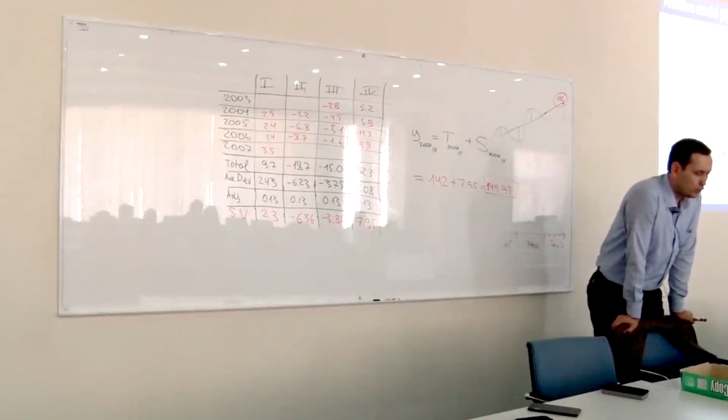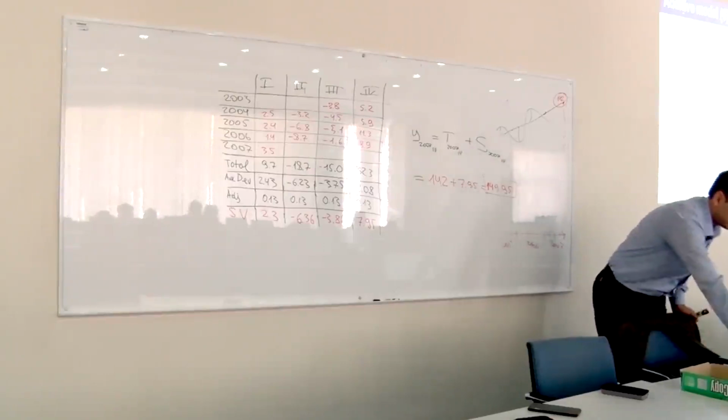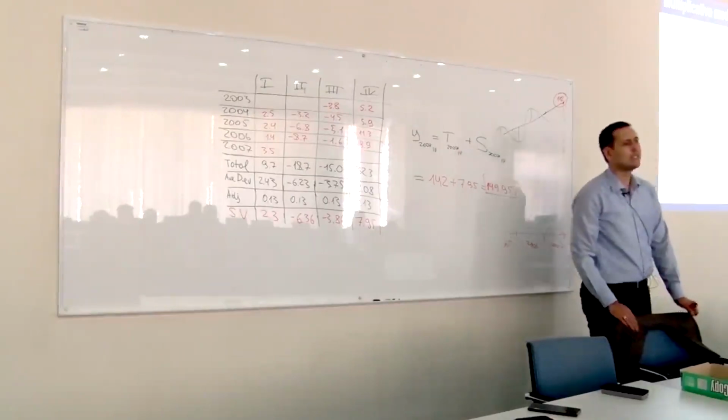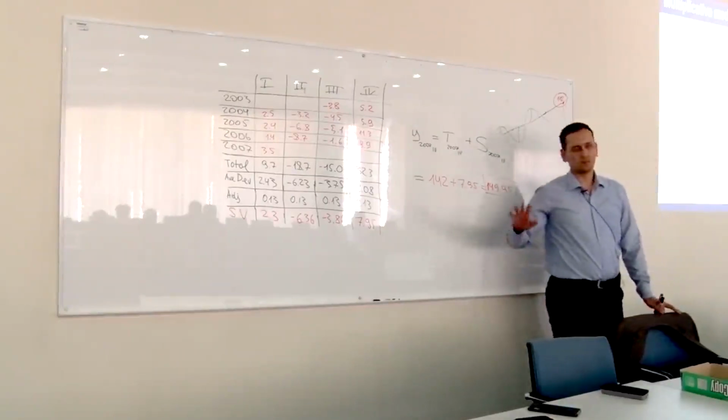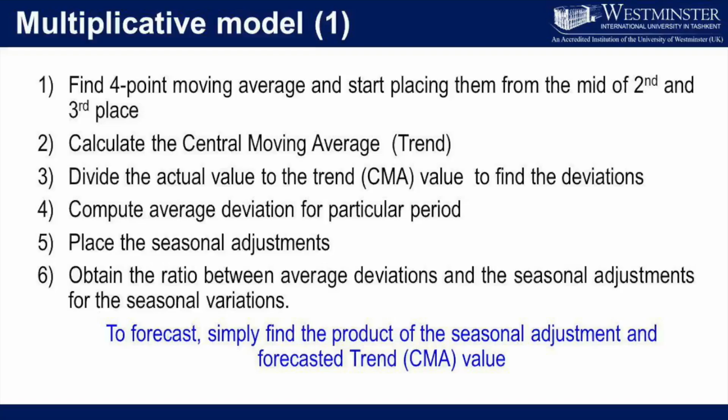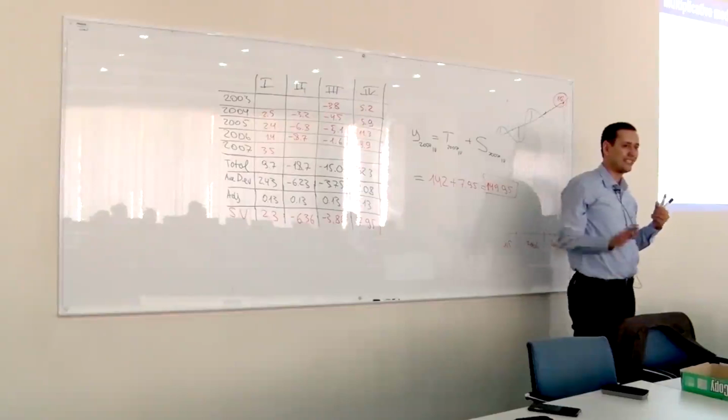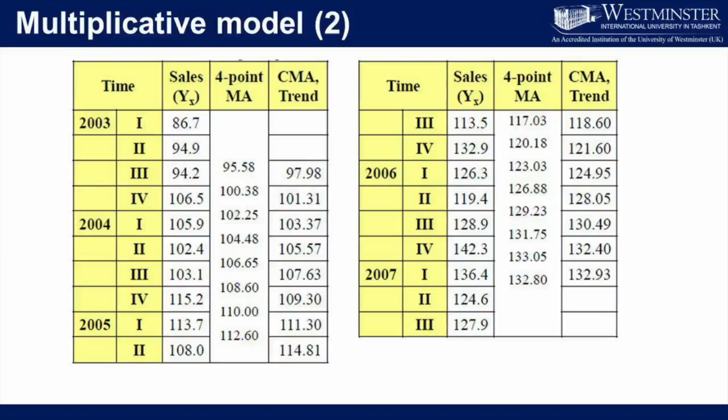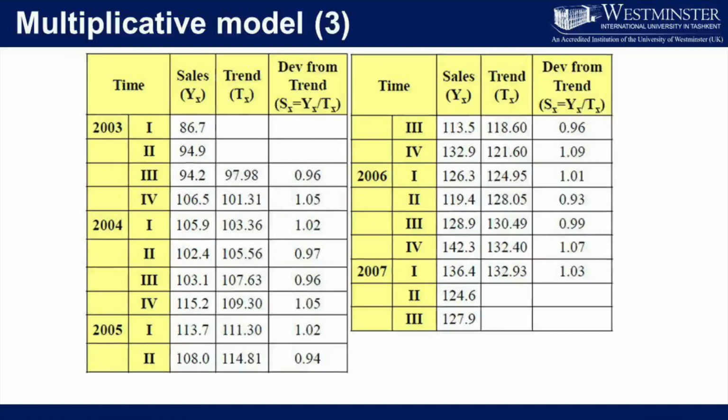Now I would like to draw your attention to the next method, which is the multiplicative model, right? Which is completely the same. You use the 4-point moving average. You find the 4-point moving average the same way. You find the CMA the same way. And to find the deviation from trend, instead of subtracting, you divide.